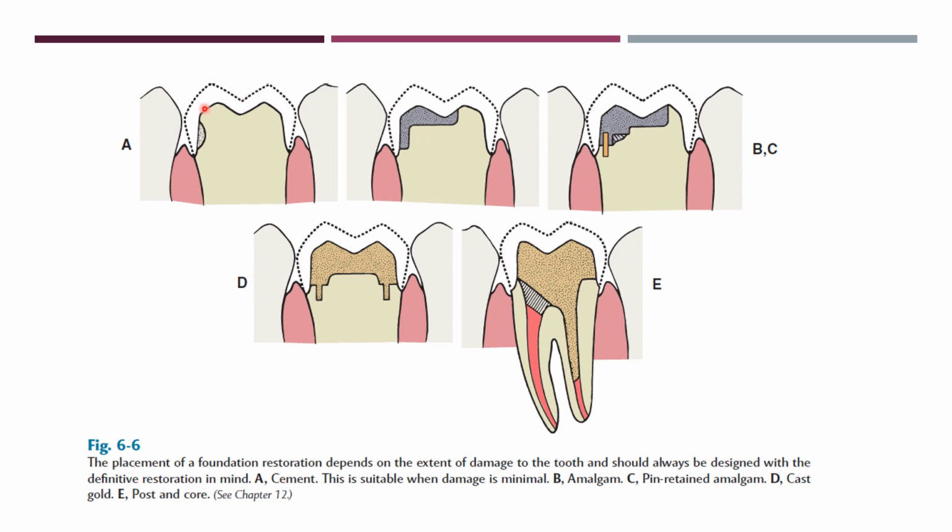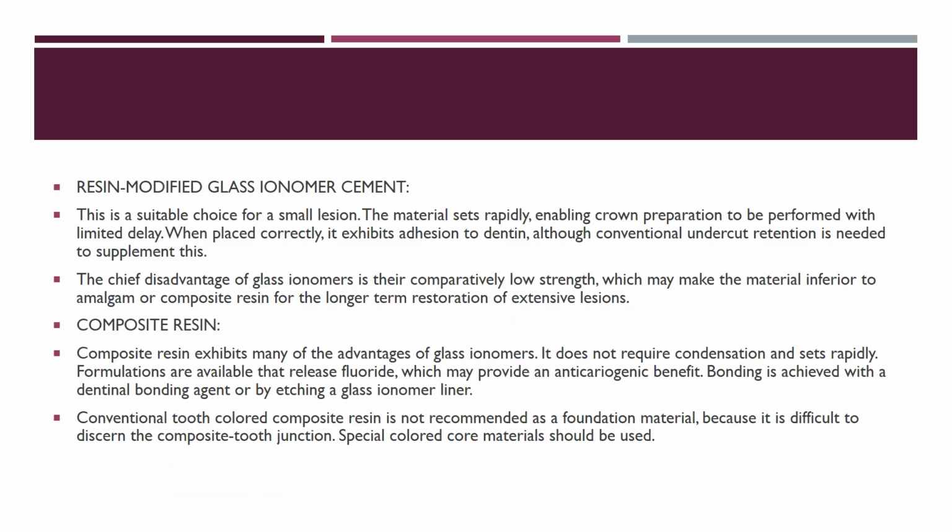Okay, guys. So you can see in A, we have just put a cement, for very minimal damage. For B, you have kind of placed an amalgam, like a bigger restoration. For B and C, I have placed an amalgam and a pin retained amalgam. For D, I've kind of placed a cast gold. I've put a cast and placed it on the retainer. For E, I've also done a post and core, guys, okay? So you can see there are various modalities.